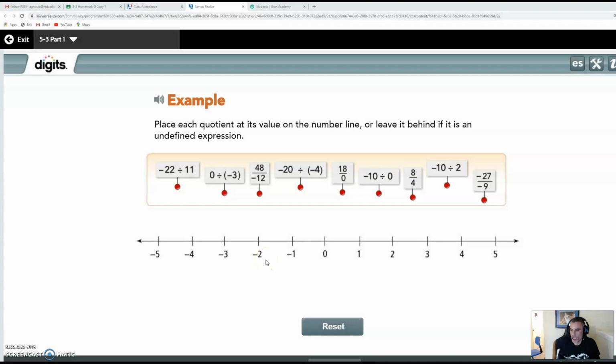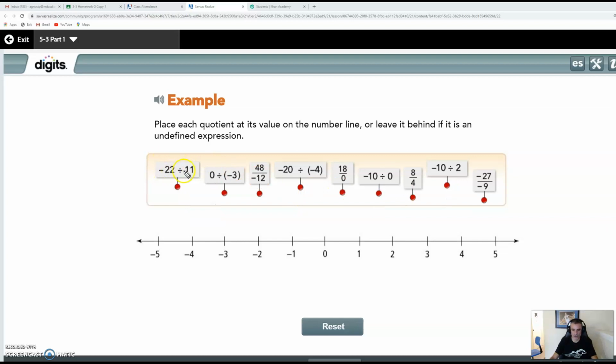Here they give me a bunch of division problems, and they just want me to find the values and put them here on the number line. I'm going to just go left to right. You're not going to see this little division symbol that we see in a bunch of these problems too much more. Really, in 8th grade, we don't use it at all. What you are going to see is division problems written as fractions, so I'm going to rewrite these as fractions.